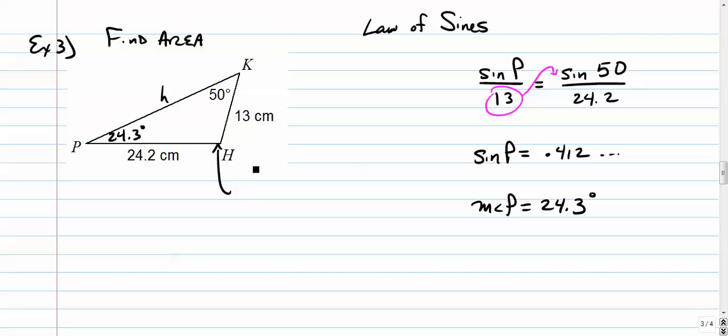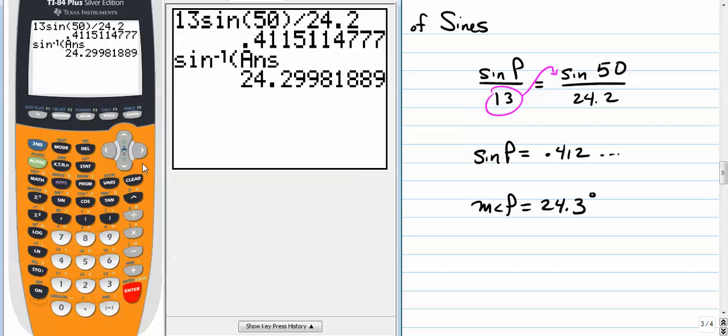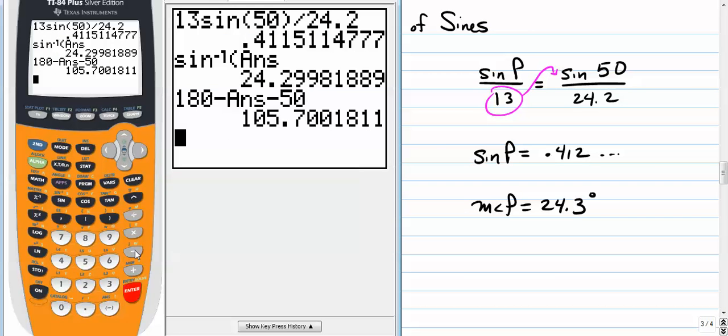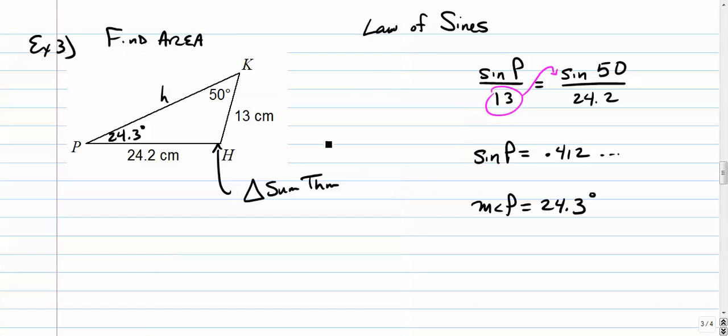Next we want to find angle H, so we're just going to use the triangle sum theorem. So we'll go 180 minus these two. And again, I'm using my calculator's ability to copy and paste. So 180 minus that answer minus the other angle, which was 50. Let me make sure. Yeah, it's 50. And that'll give me my remaining angle, in this case, angle H. So it's 105.7. So the measure of angle H is 105.7, approximately. It's pretty darn close. So 105.7. Now we're ready to find H, lowercase h.